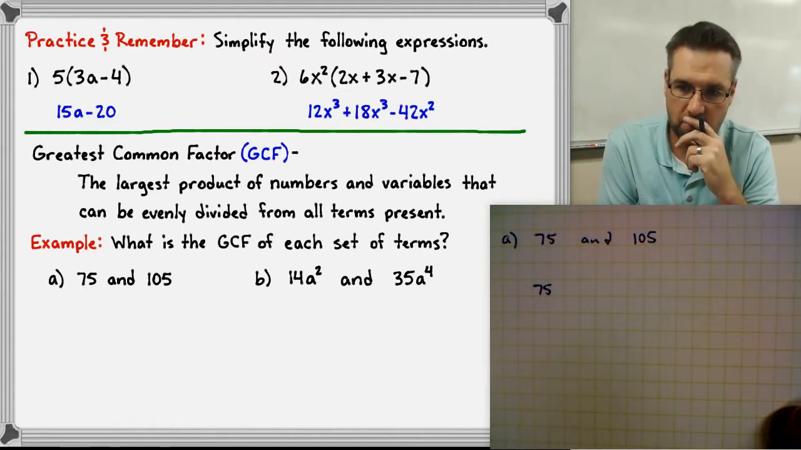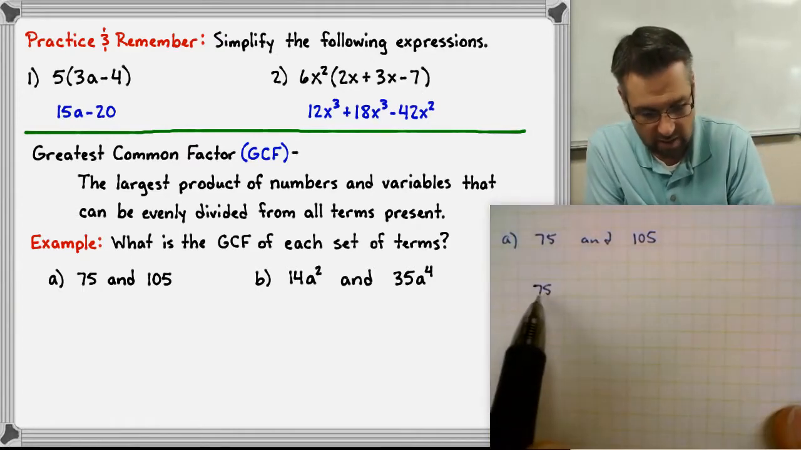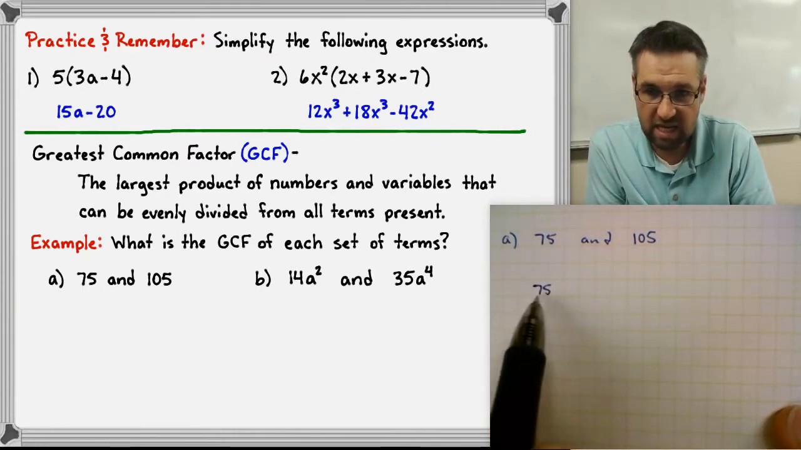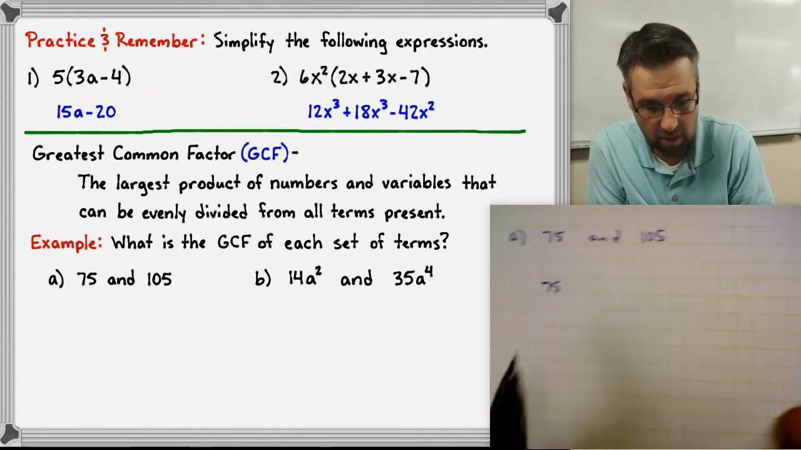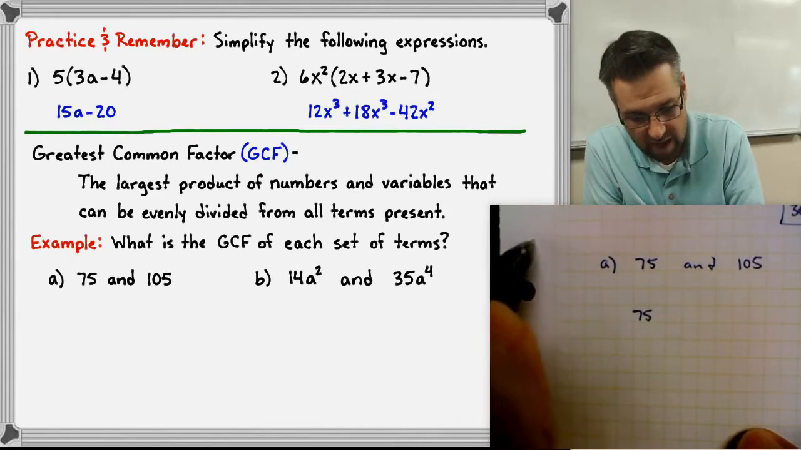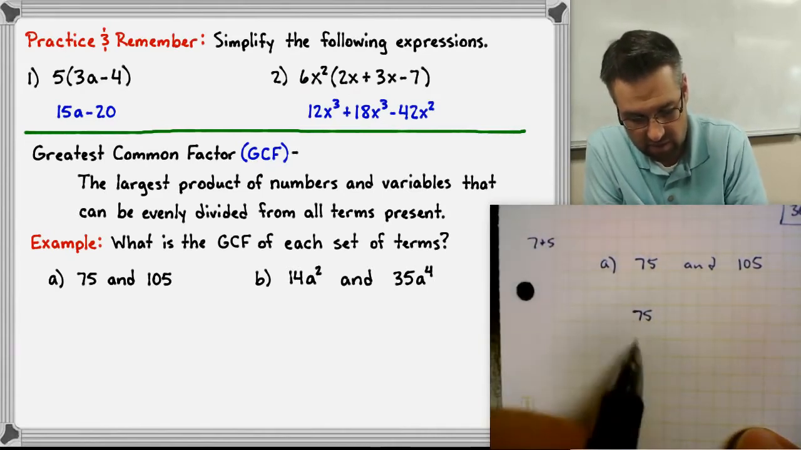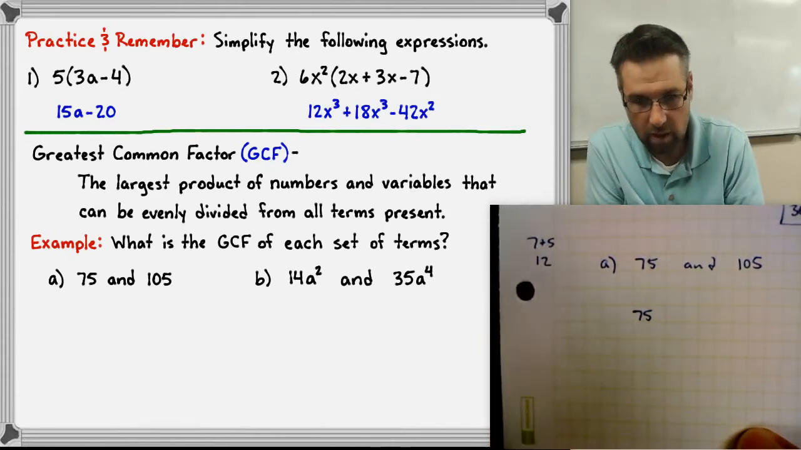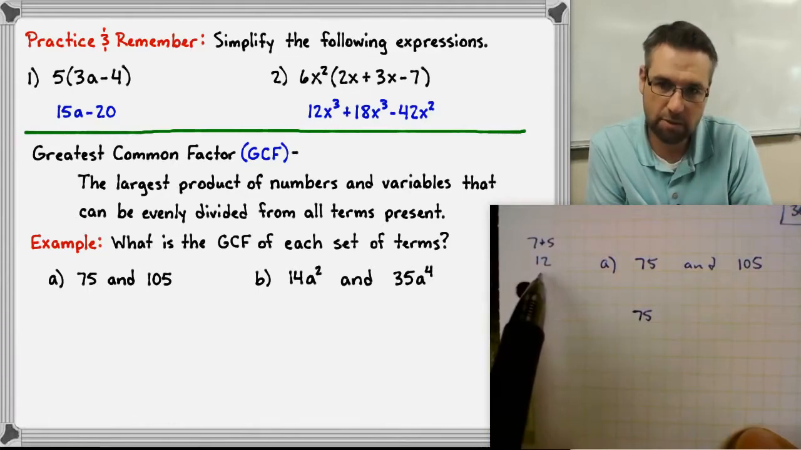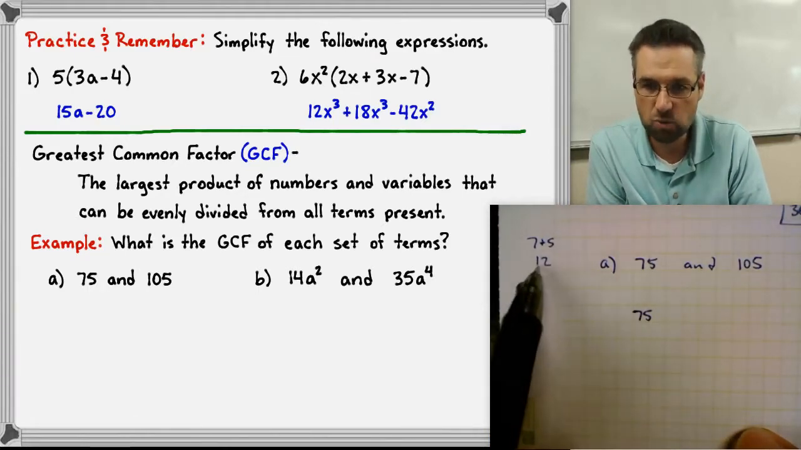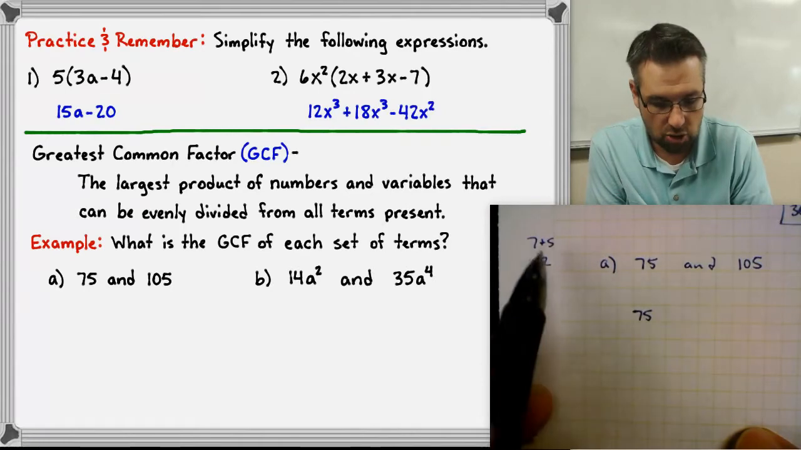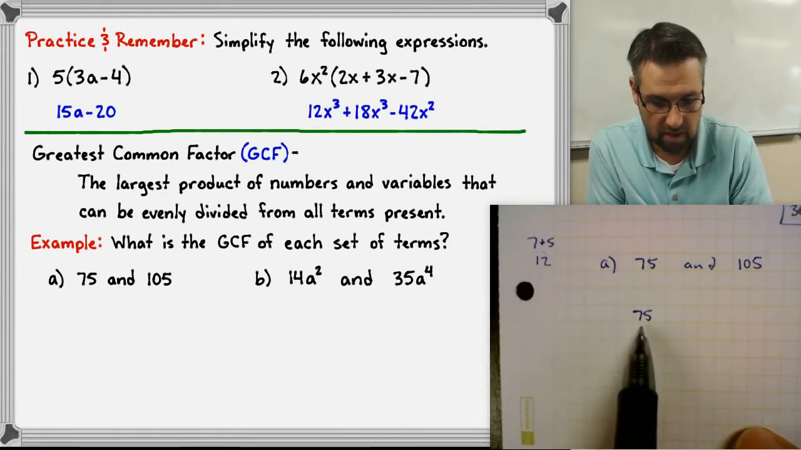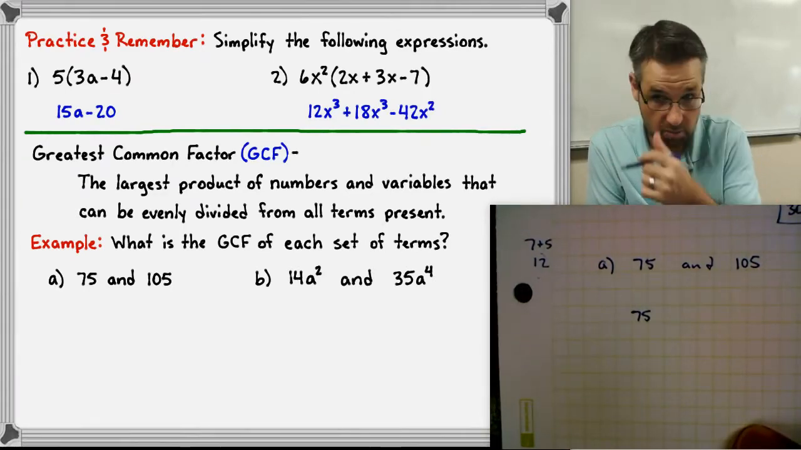How do I know if a number is divisible by 3? Well, here's a trick. If you take the digits of any number, and you add those digits up. So if I add up 7 plus 5, I'll do it off to the side here. 7 plus 5, I get 12. Is 12 divisible by 3? Yes, it is. 12 divided by 3 is 4. So since this is divisible by 3, that means 75 will also be divisible by 3.